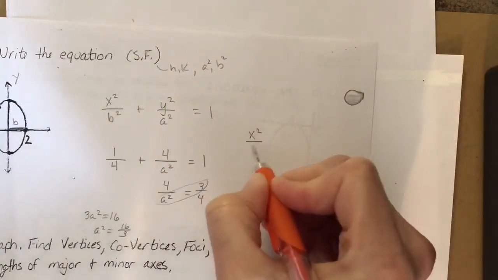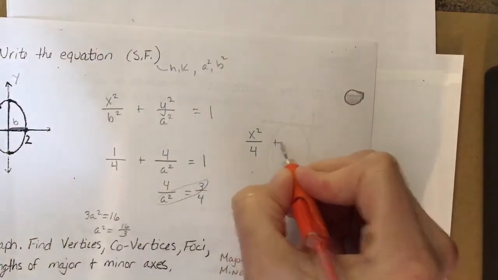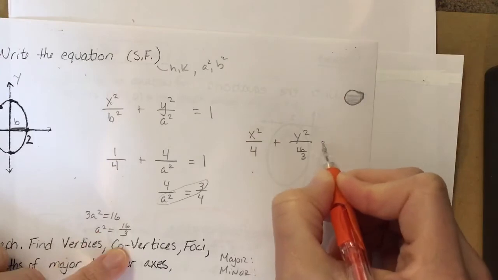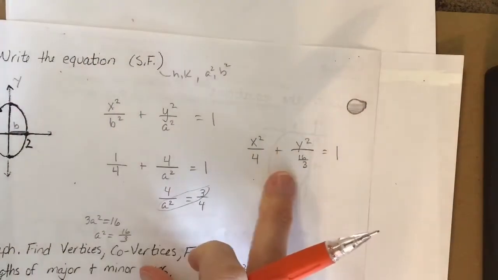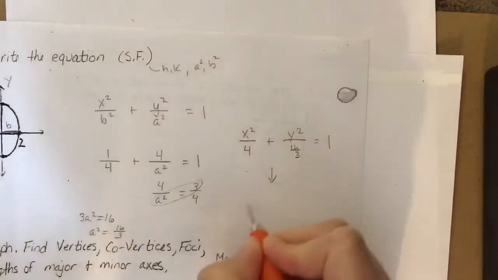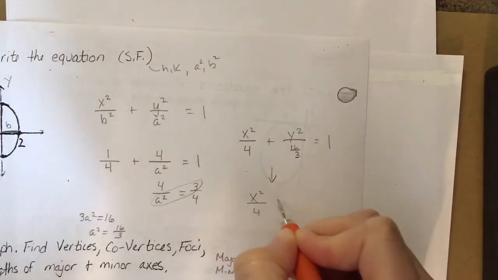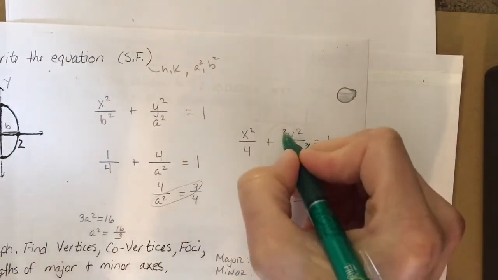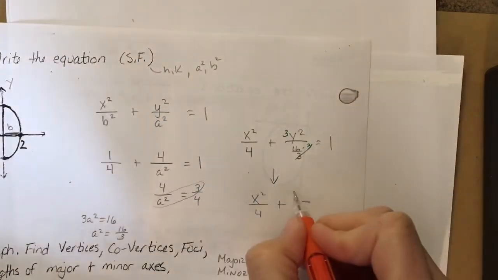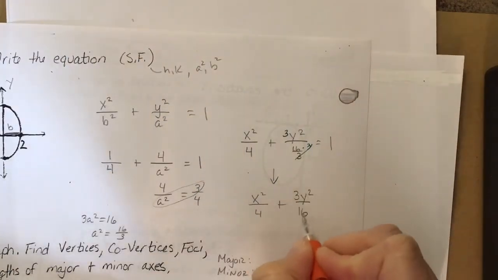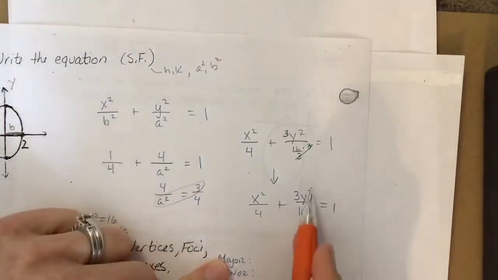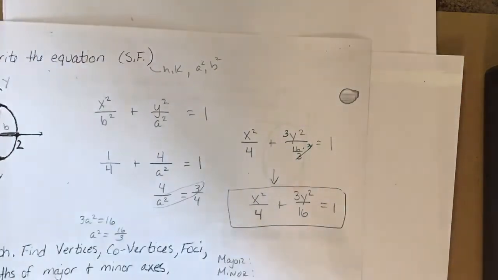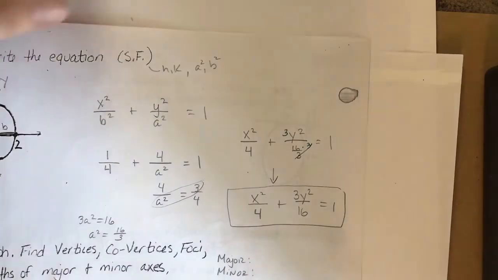It's x squared over 4 plus y squared over, now a squared. But I don't want a complex fraction. So I'm going to do what to this second fraction? Get rid of this little 3 times by 3. And my final answer is x squared over 4 plus 3y squared over 16 equals 1. There we go. All right. A few more.